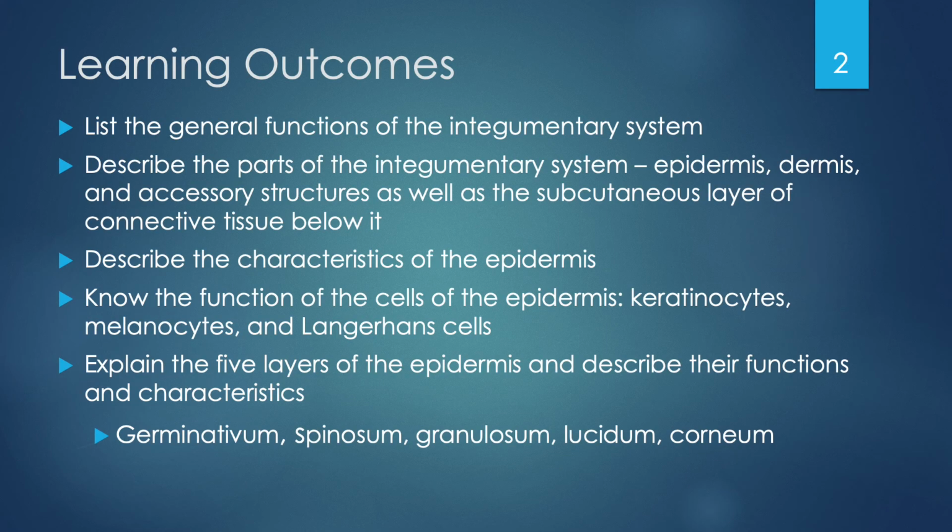Learning outcomes for today's lecture include the following: to list the general functions of the integumentary system, describe the parts of the integumentary system. This includes the epidermis, the dermis, and accessory structures, as well as the subcutaneous layer of connective tissue that is subjacent to it. Describe the characteristics of the epidermis, to know the function and the cells of the epidermis. So this includes keratinocytes, melanocytes, and Langerhans cells. You'll also be able to explain the 5 layers of the epidermis and describe their functions and characteristics. This includes the strata germinativum, spinosum, granulosum, lucidum, and corneum.